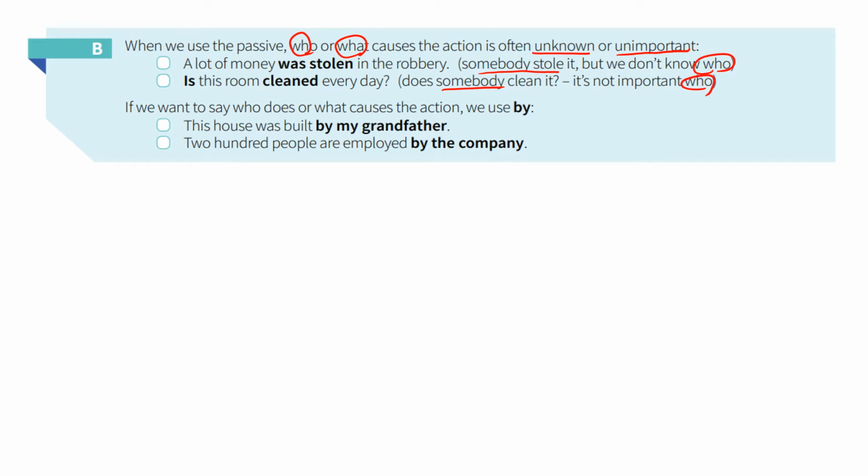If we want to say who does or what causes the action, we use by. And we can call this the by agent. This house was built, and then my grandfather built it, so by my grandfather. 200 people are employed, and the company employed them, so you say by the company.